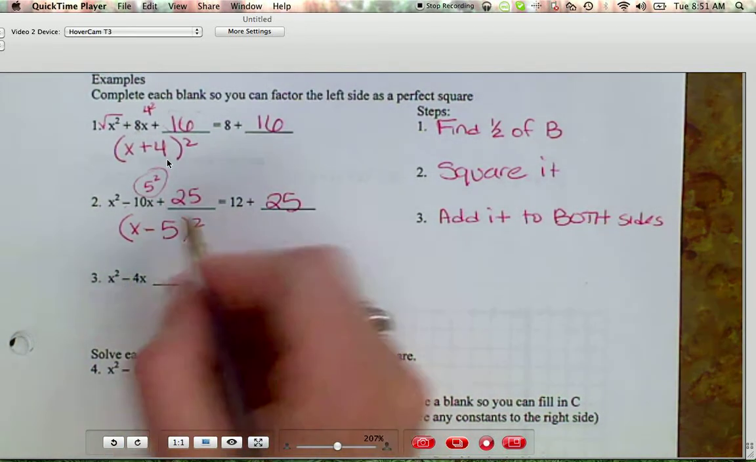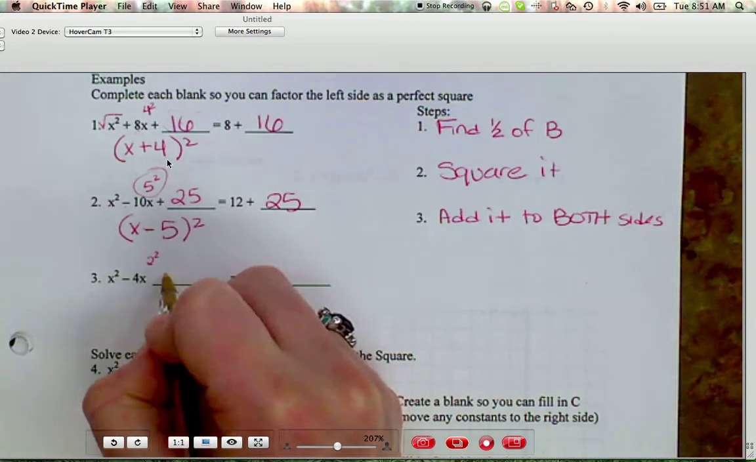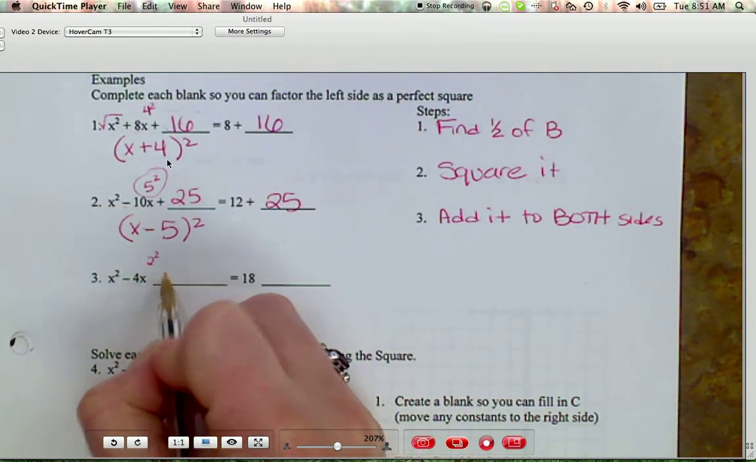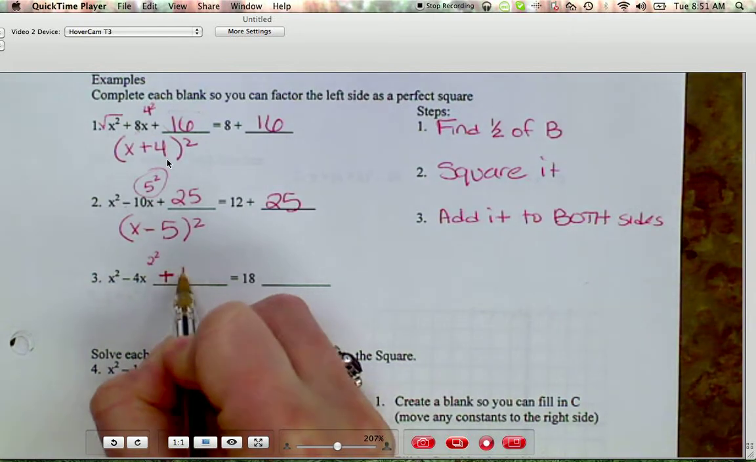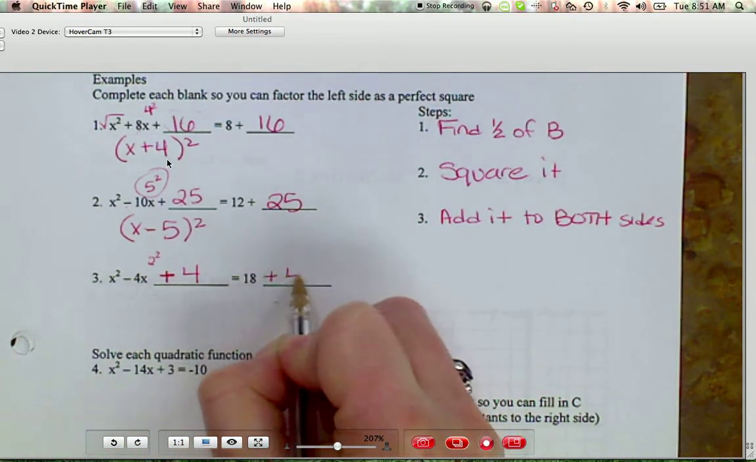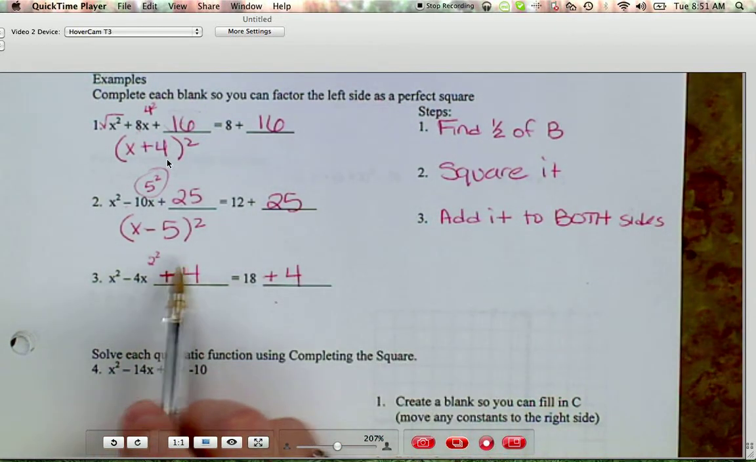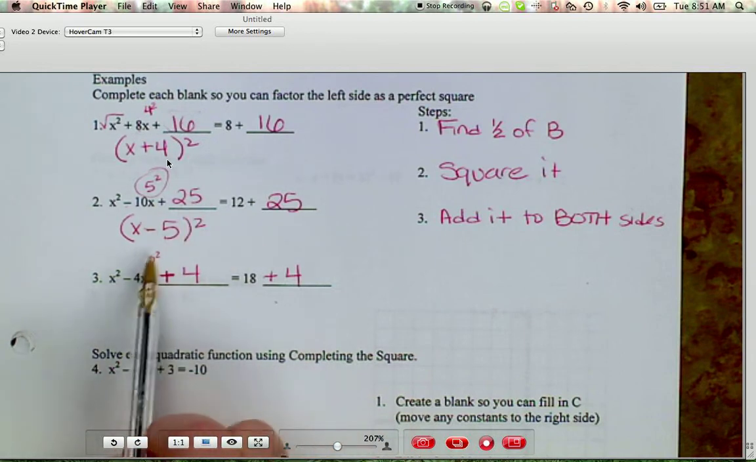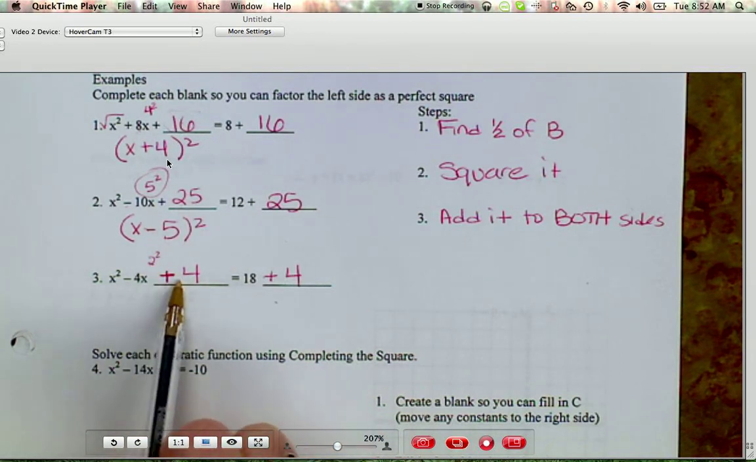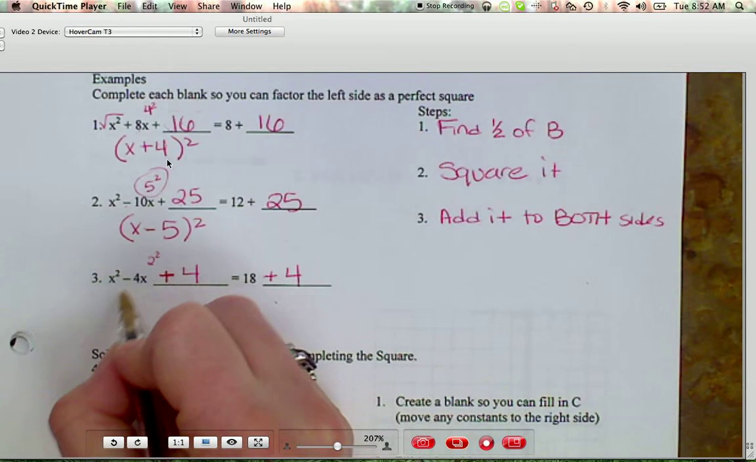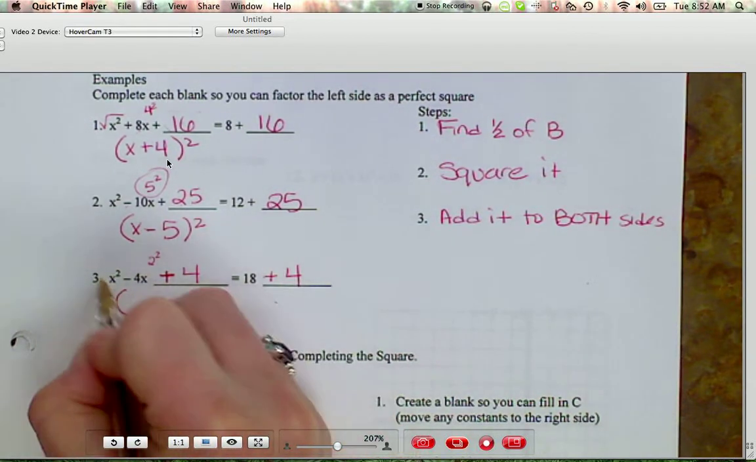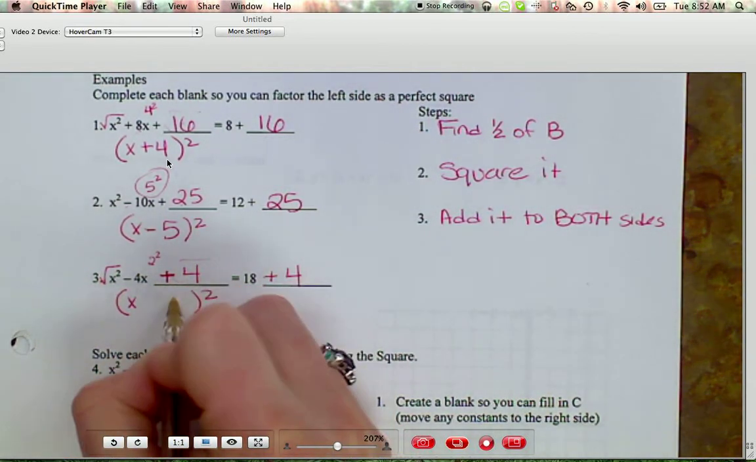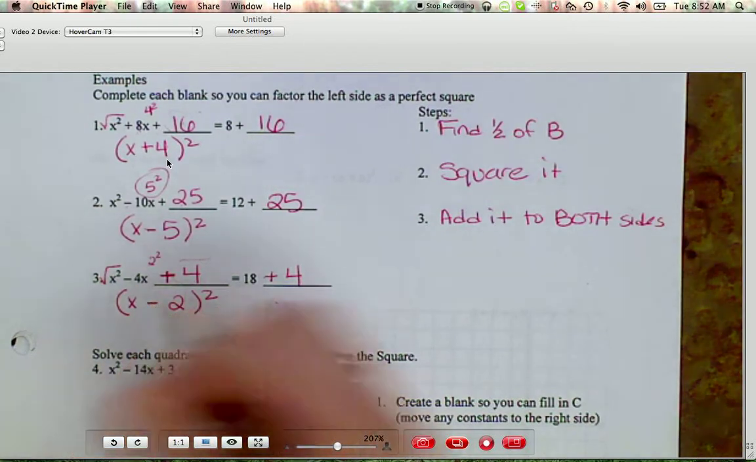Half of 4 would be 2, and 2 squared would be 4. Now I didn't put the sign in here, but it's always positive. So we'll add 4 to this side and add 4 to this side. It will always be addition because whatever we square will always be a positive number. Then we can factor the left side, the square root of x squared, the square root of 4, and the sign in the middle.